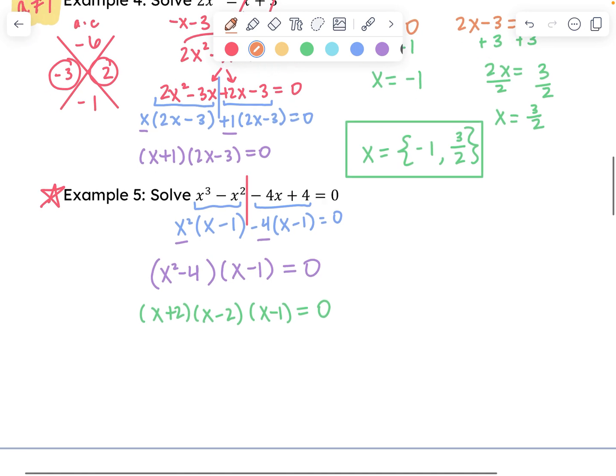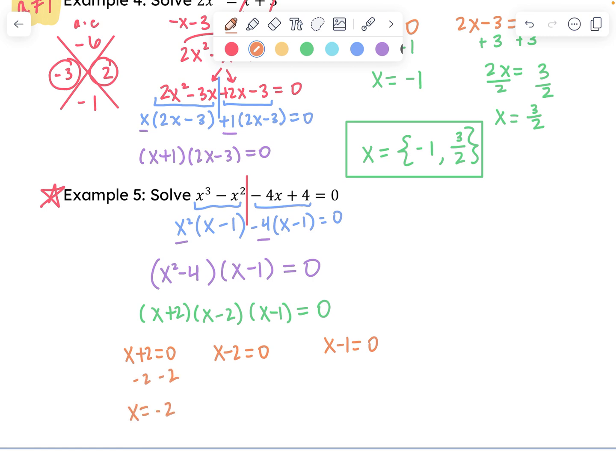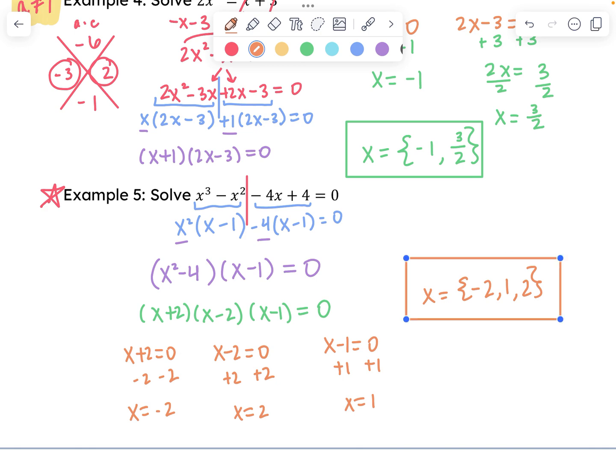So that means that I'm going to have x plus 2 equals 0, x minus 2 equals 0, and x minus 1 equals 0. So subtract 2 from both sides to get x equals negative 2. Add 2 to both sides to get x equals positive 2, and add 1 to both sides to get x equals 1. So x is going to equal negative 2, comma 1, comma 2, all in our curly brackets. Got 3 answers that time.